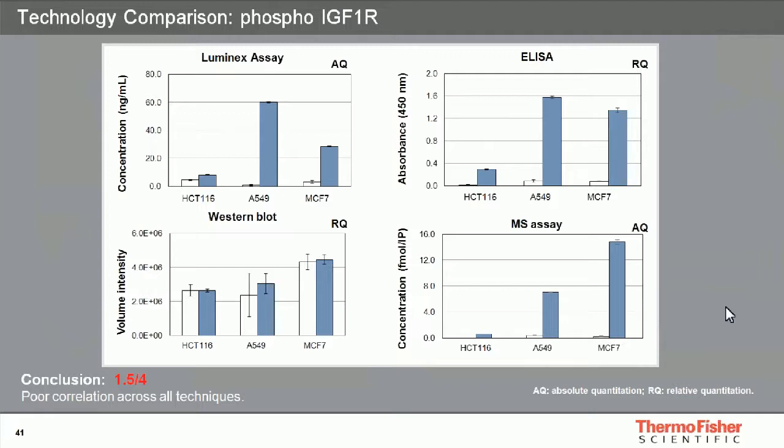Now, another target, phospho IGF-1R, we see really poor correlation across all the techniques. Luminex and ELISA correlate a little bit better, whereas mass spec assays had a very different relative expression compared to Luminex and ELISA. With Western blot, we didn't see very good results. We were seeing very high variability between replicates, and we also didn't see any upregulation after IGF stimulation across all three cell lines, as we saw with the other techniques.